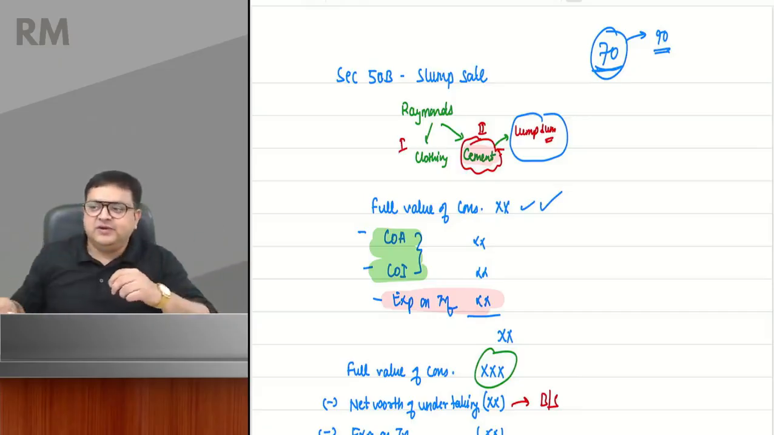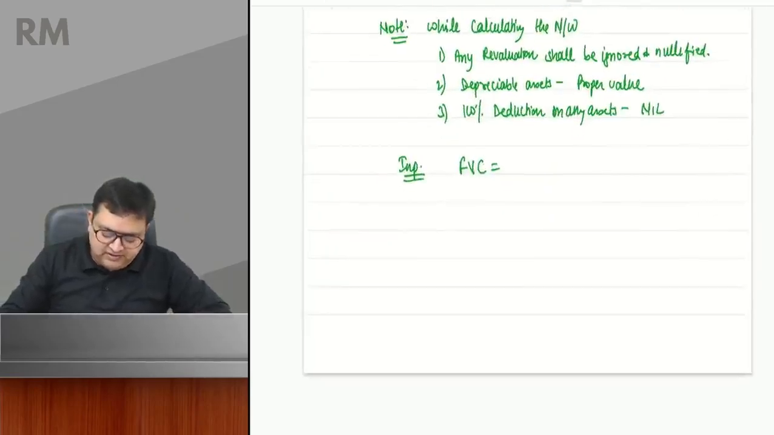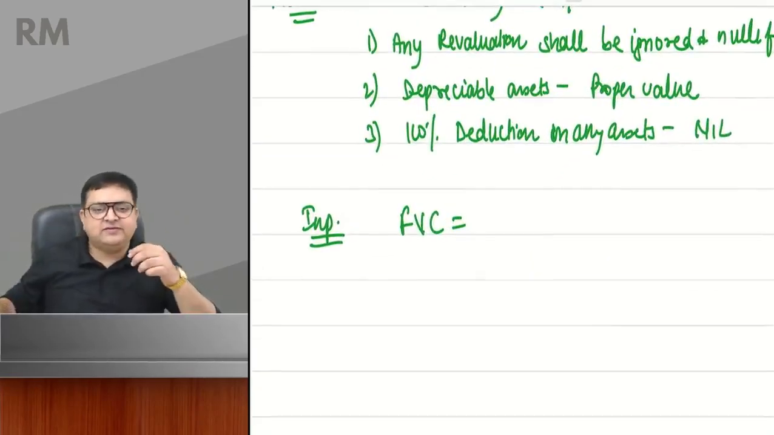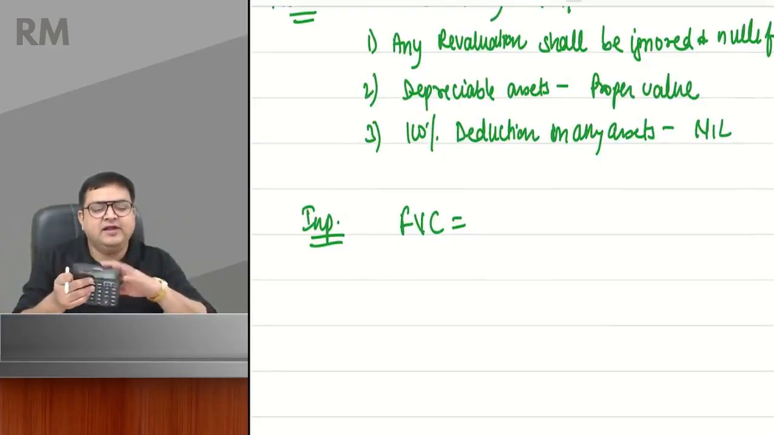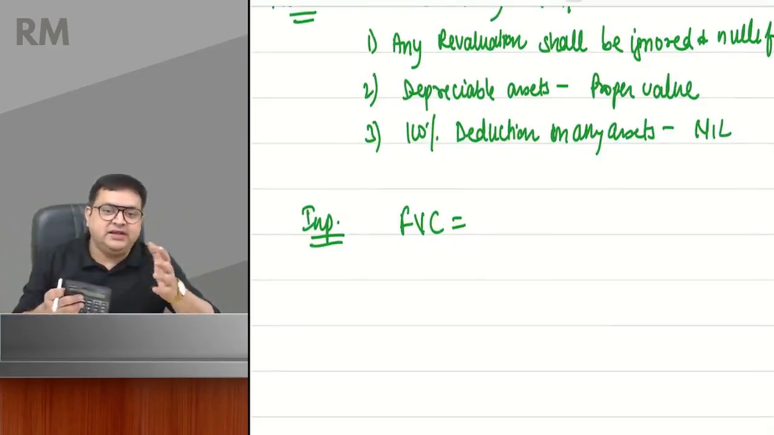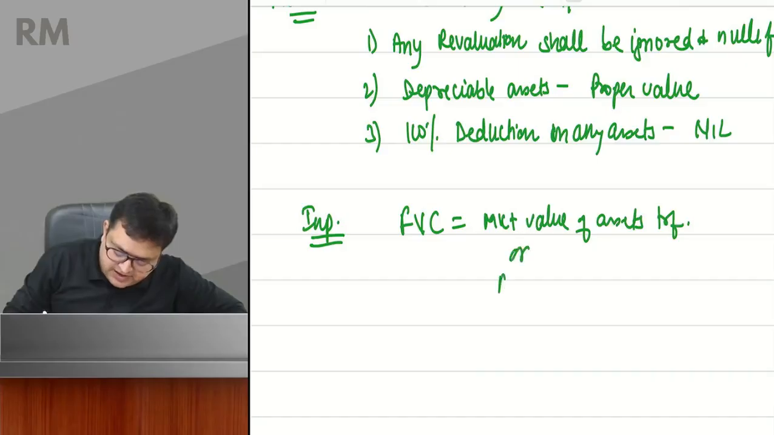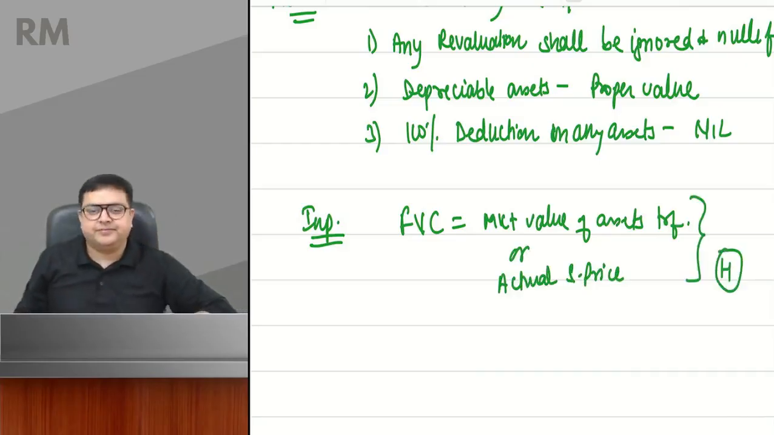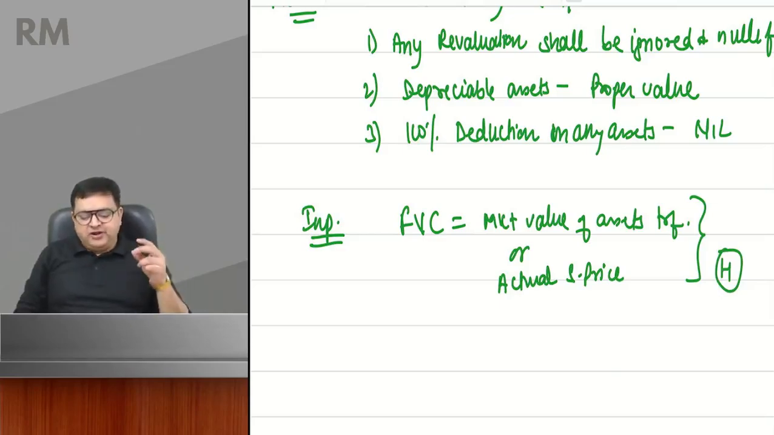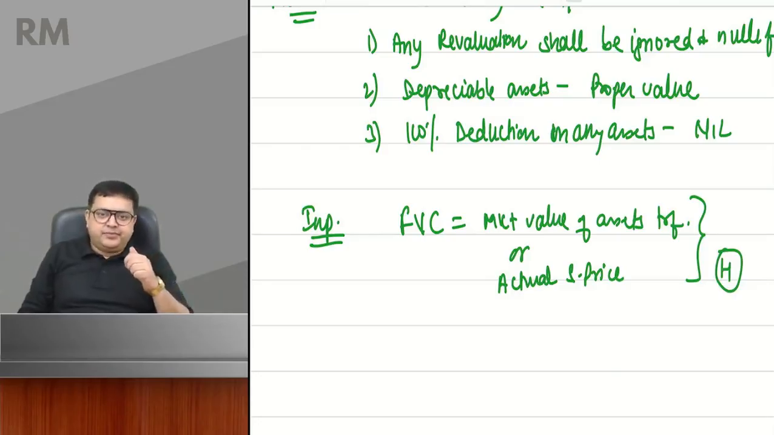So this is what they have done in this section also. If you say that you have sold it for 75, but its market value today is 80, we'll take 80. Full value of consideration would be the market value of assets transferred or the actual selling price, whichever is higher, because you will show your actual selling price as low, but the market value of the assets transferred is high. Correct?